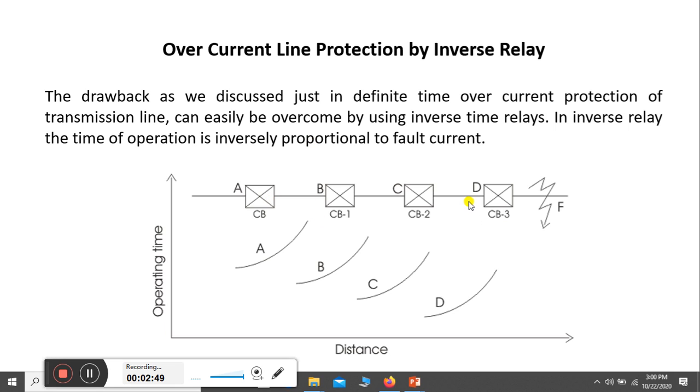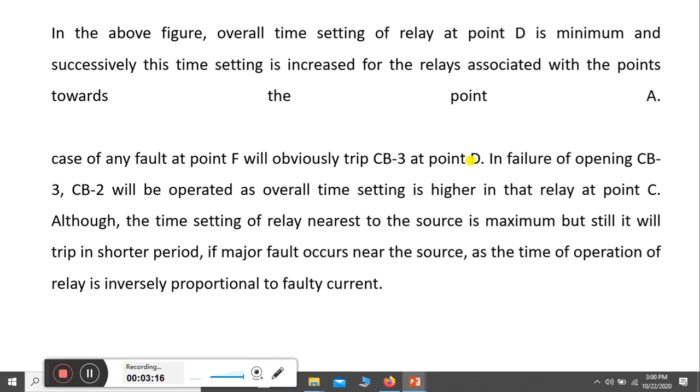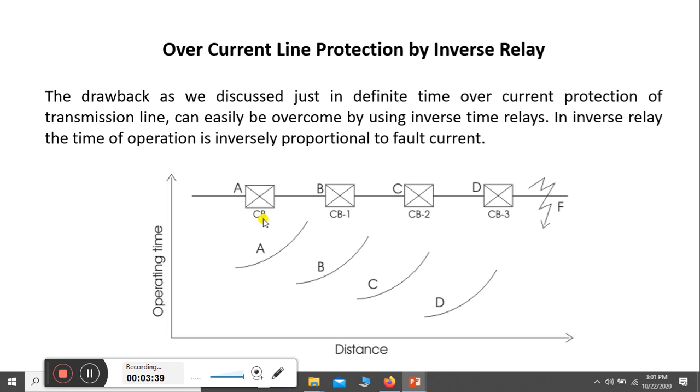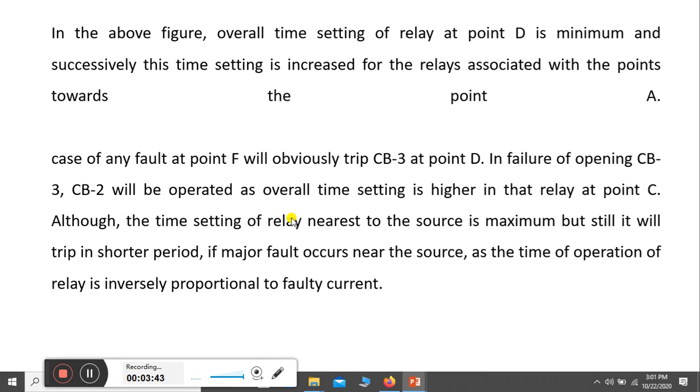The same thing is written here: the drawback we discussed in definite time overcurrent protection of a transmission line can easily be overcome by using inverse time relays. In inverse relays, the time of operation is inversely proportional to the fault current, as described here. In the above figure, the time setting of the relay at point D is minimum, and this time setting is successively increased for the relays toward point A.